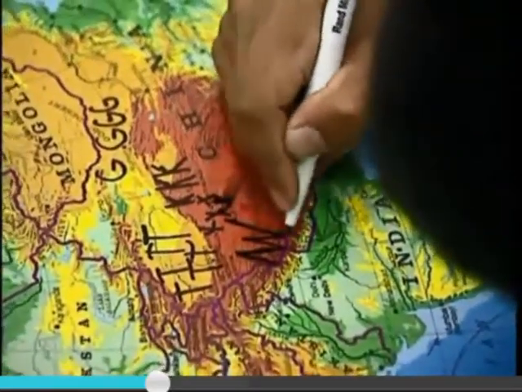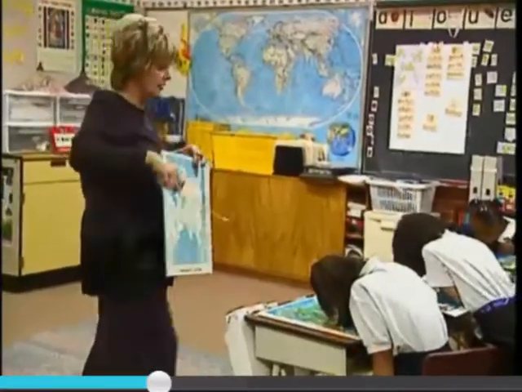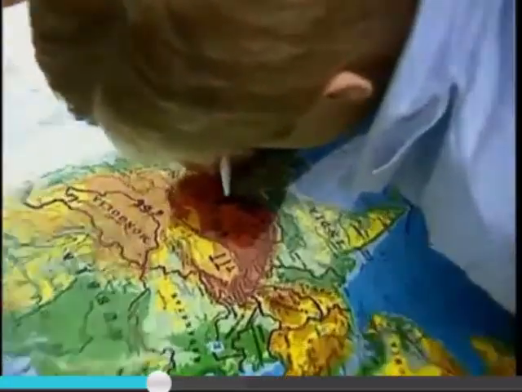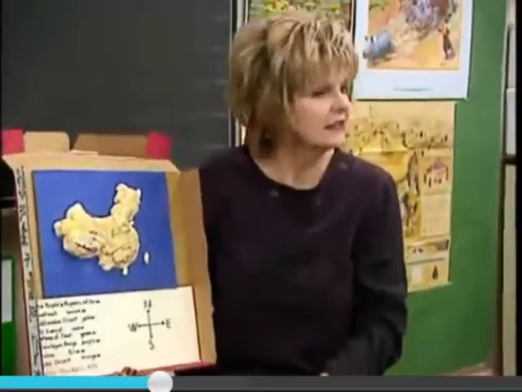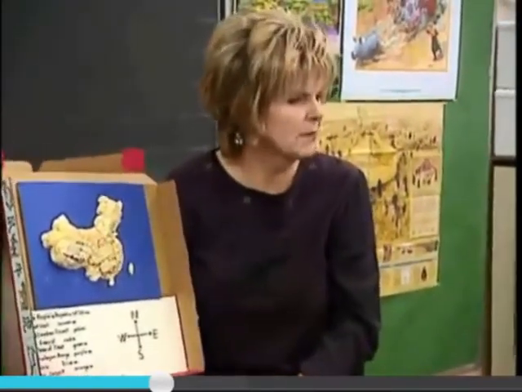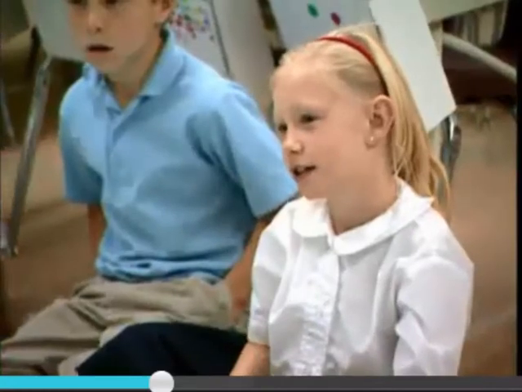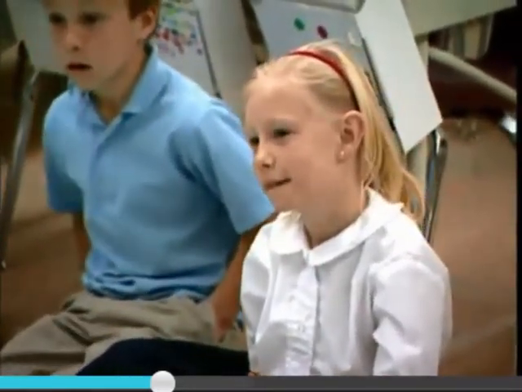I want them to know about map symbols. I didn't use some of the traditional symbols that you find on maps, but I wanted them to be ones that they would remember. And I also wanted them to be familiar with the human and natural characteristics of China. Kaylin, can you tell me another symbol that's on the map that helps you remember the place? The TTT for the Taklamakan Desert.